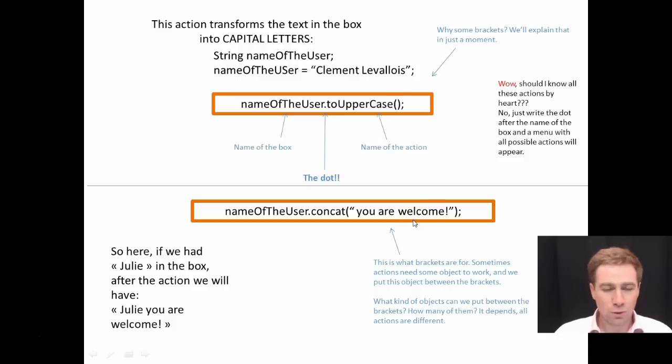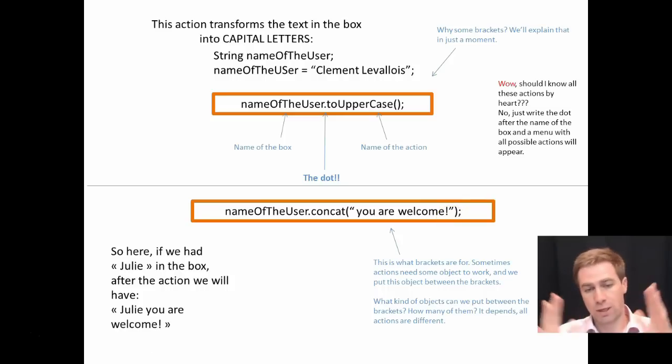Right? So how do you know when an action should have something in it? And sometimes you have many things in the bracket, not just one piece of text. You have one piece of text, and then a little comma, and then something else, and then a comma. And you can have a long list of things in the bracket. How do you know that?